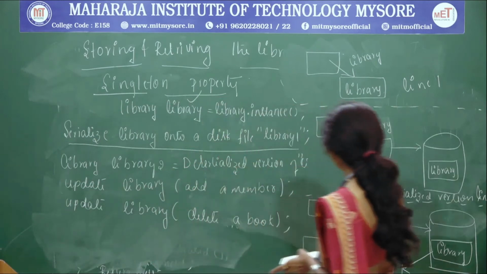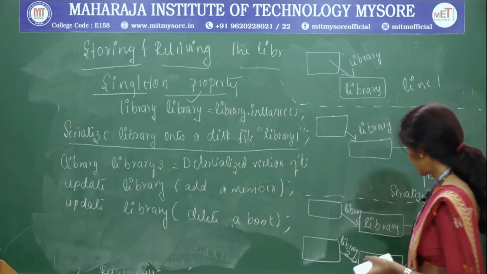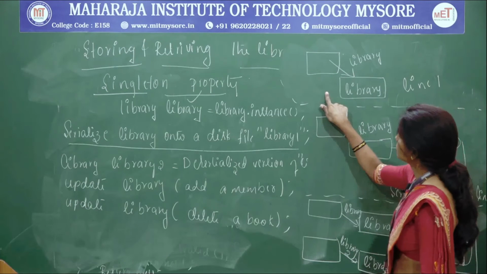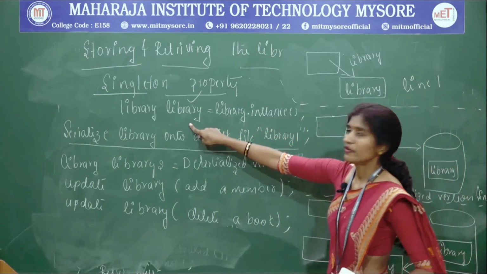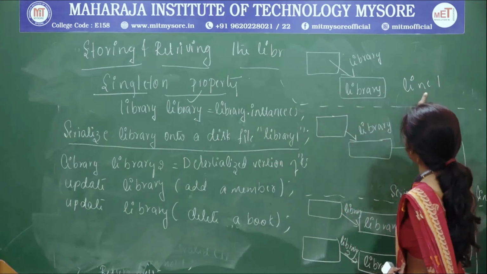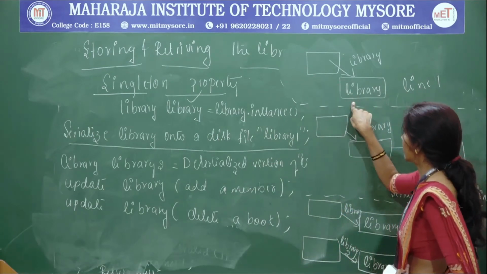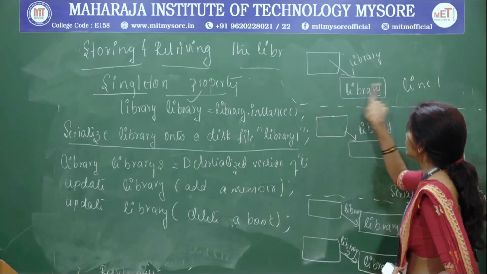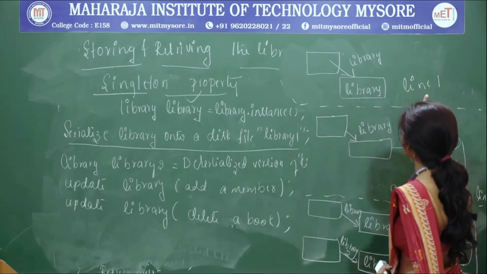So let me explain what is taking place here. Very first, for this one, library is an object. You can see line number 1, which I have represented with this diagram. You have a library which created an object, library. Okay, so that is line 1.